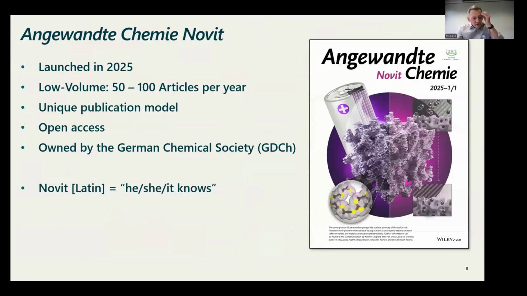So one recent development is Angewandte Chemie Novit. So that's our new fully open access companion journal that was launched in 2025. Novit is a low volume journal. The expectation is that we publish between 50 and 100 articles per year. When you compare this to the 5,000 articles published by the classic Angewandte, that's low volume. This means that articles published in Novit have a very high visibility.